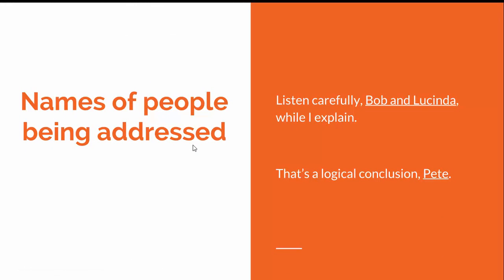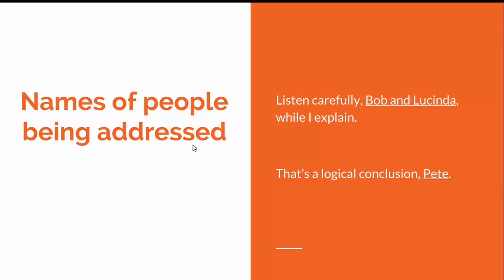First of all, names of people being addressed. So, listen carefully, Bob and Lucinda, while I explain. In this sentence, I am talking directly to Bob and Lucinda. They are being directly addressed, as the case may be, and so that is an example of a parenthetical expression, and we need to set it apart with commas. Notice we use a comma before the start of the phrase, so after the word carefully, and one at the end of the phrase, after Lucinda. So the expression that's set off is Bob and Lucinda.